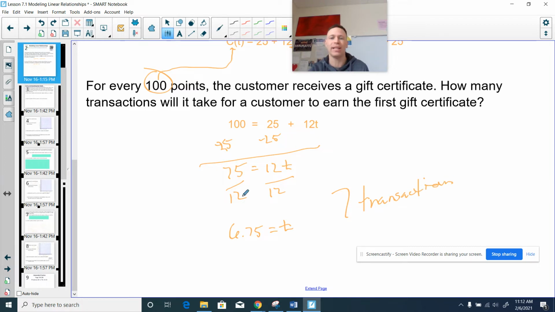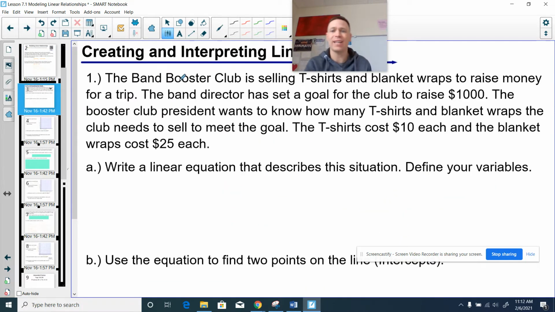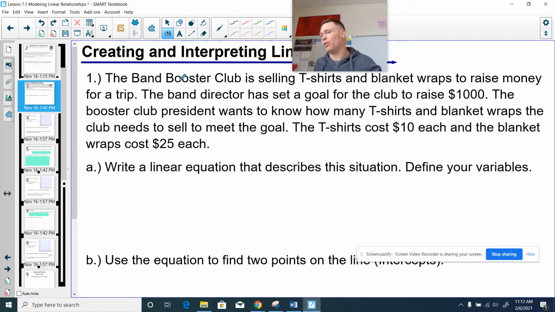Right? So in order to get 100 points, we need to make 7 transactions. All right, awesome. So that's kind of the idea of what we're doing today, except we're going to dive further in the subsequent problems here, and we're going to graph. So let's read this one together.